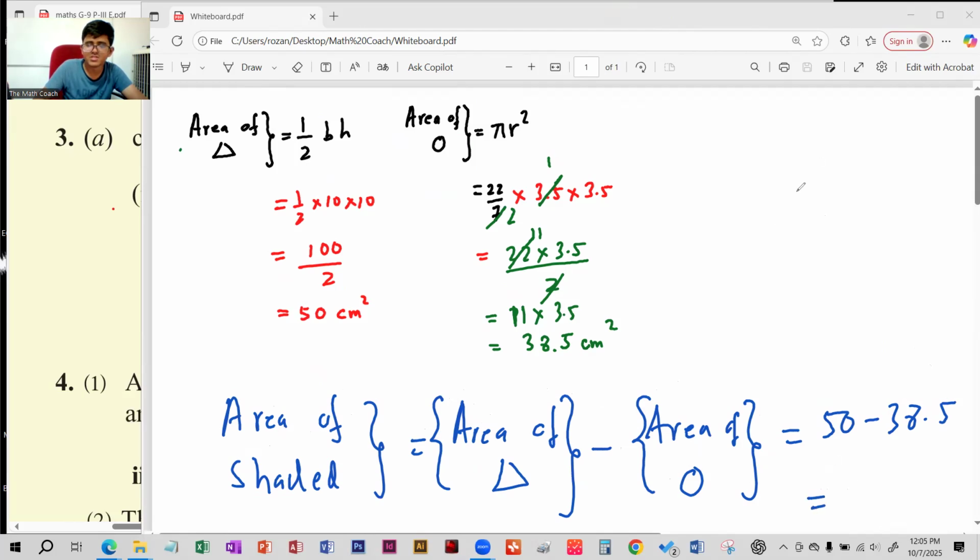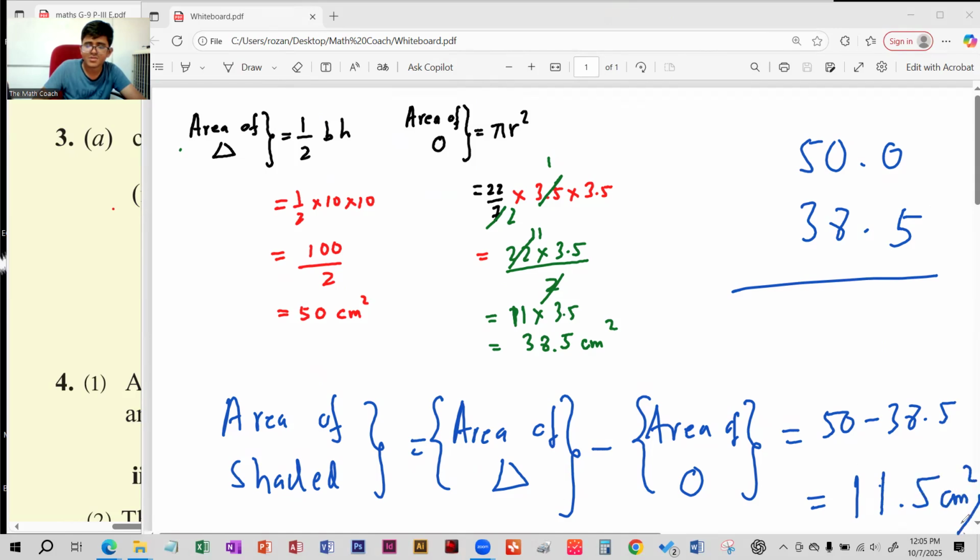How much is that? You can just quickly use the algorithm to find it, or you can do it from your mind as well. So 48, 11.5. That's the answer. Okay, 11.5 is the answer. All right, so let's go for the second question.